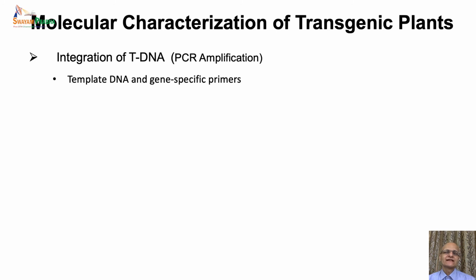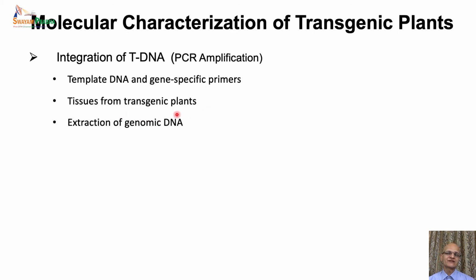So the first one is the integration of tDNA. Now, PCR amplification is the most commonly used method for this purpose. And in order to perform the PCR, we would need two things, that is the template DNA and the gene-specific primers. Therefore, a small amount of tissue is harvested from the putative transgenic plants, and the genomic DNA is extracted from this tissue using the routine procedures. The genomic DNA isolated from these plants is used as a template for the PCR amplification.